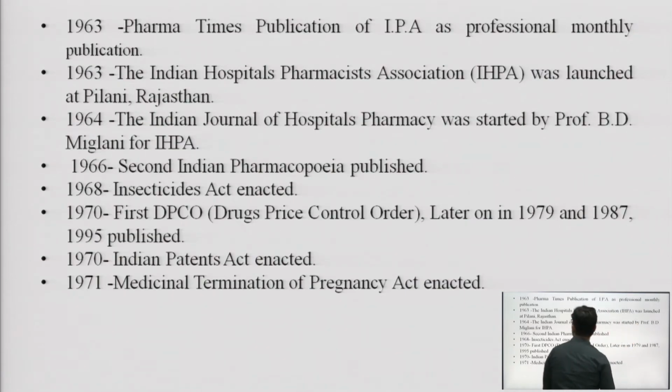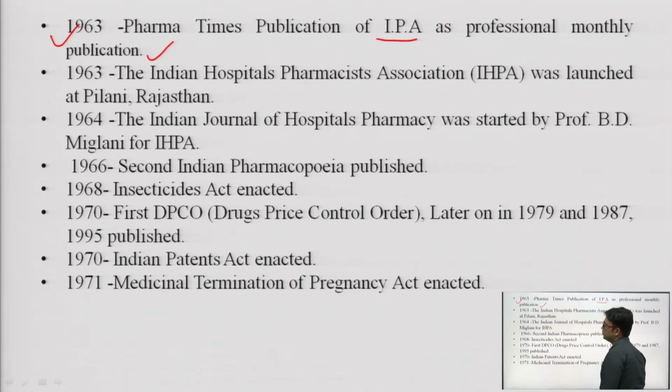Moving further, in 1963, Pharma Times, the publication of the Indian Pharmaceutical Association, was introduced as a professional monthly publication. Pharma Times is the famous pharma magazine, or we can say newspaper, and it was started for the first time in 1963.